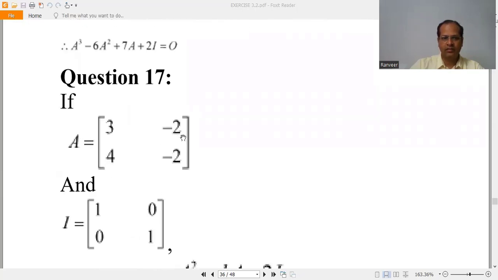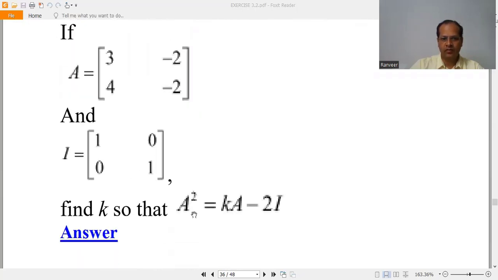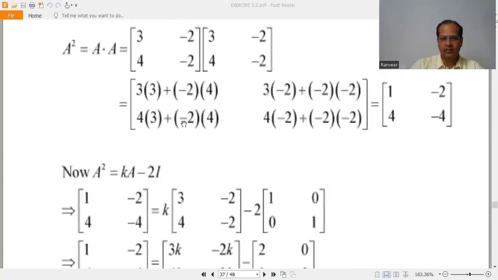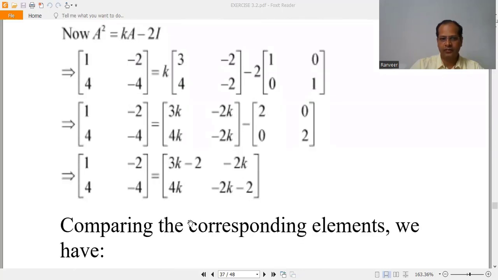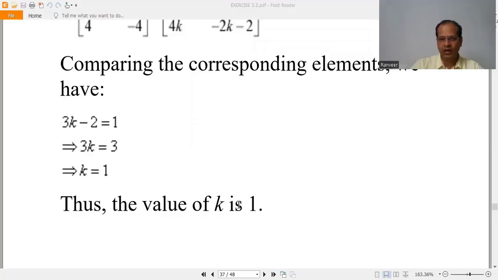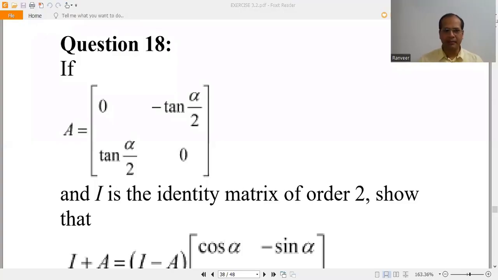Now A equal to 3 4 and I equal to this, we have to prove A squared is equal to kA minus 2I. So A squared first we have to find out. After that, k into A element minus 2 into unity matrix, and we just have to compare all the values, k equal to 1. Now question number 8.